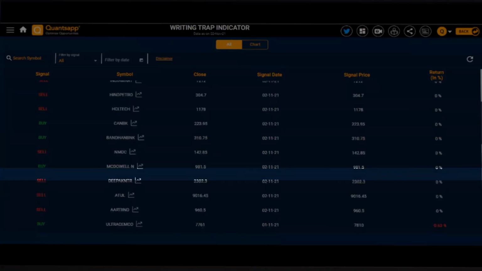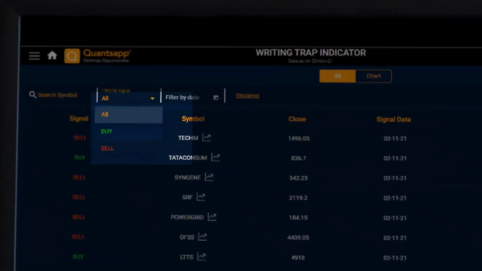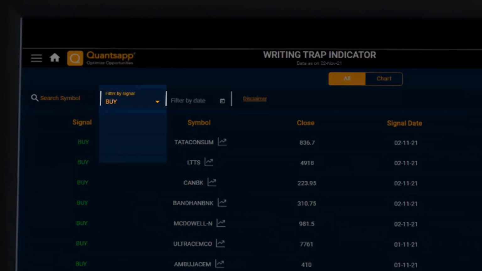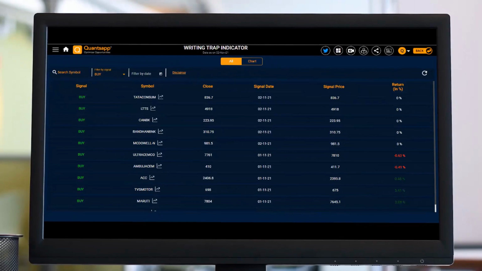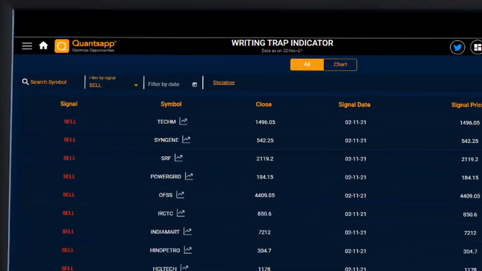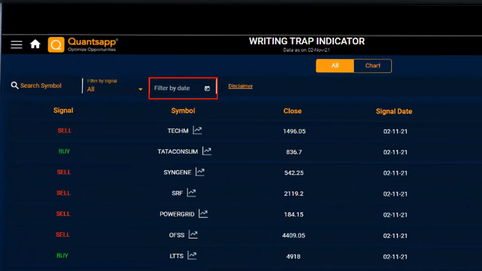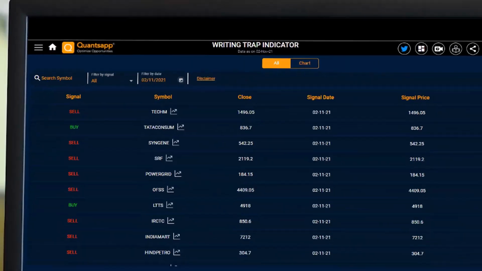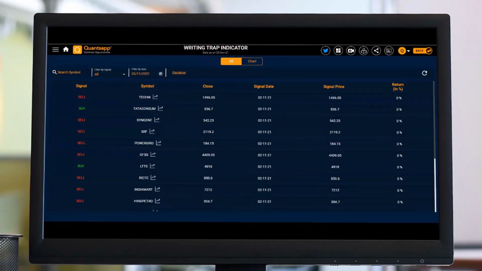Further, we can use the filtration panel over here to filter. Let's say I want to see only the signals on the buy side, I can do that. If I want to see only the signals on the sell side, we can do that. Further, we can use the filter by date filtration over here to filter out the signals which were generated on a particular day. So these were the signals which were generated today, which is on 2nd of November 2021.